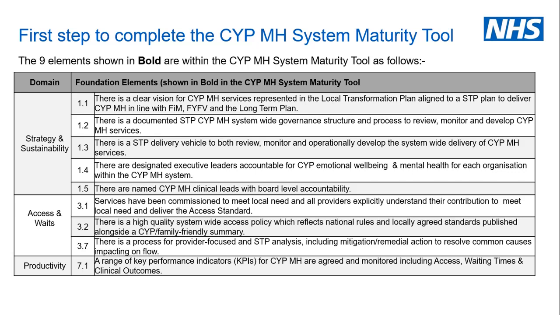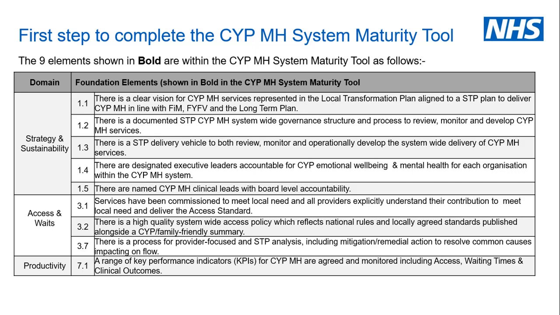And if we just talk through what these ones are about, so there's 5 of those that are under strategy and sustainability. The first one is about having a clear vision, and this is about how your local transformation plan or plans, depending on the size of your STP, come together to really give a vision for how you're going to improve your children and young people's mental health services. It's also about having a governance structure and how that's set up, and I'm going to give an example of that in the next slide.